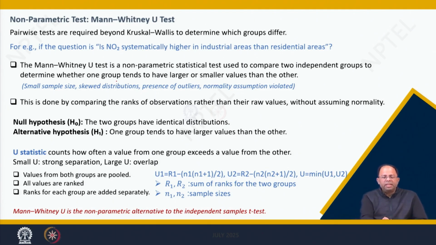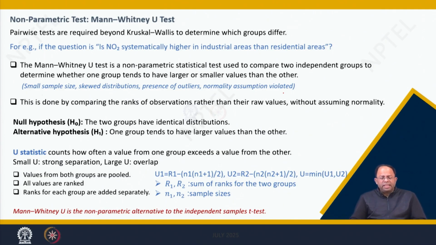The Mann-Whitney U-test is a non-parametric statistical test used to compare two independent groups to determine whether one group tends to have larger or smaller values than the other. So again, if the sample size is small, the distribution is skewed, there are outliers, or normality assumptions are violated, only then will we go for this Mann-Whitney U-test.